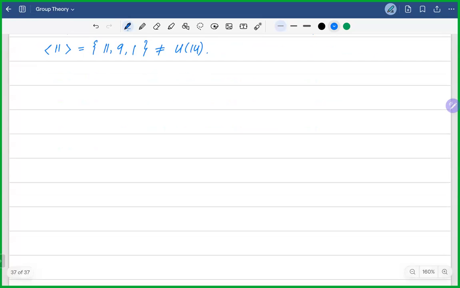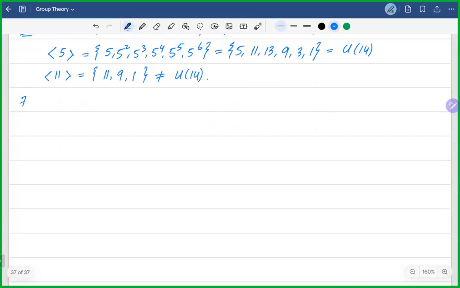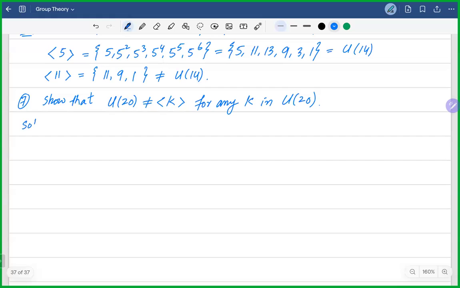One last, number 7, says that show that U of 20 is not generated by any element k, which means U of 20 is not cyclic. So we need to show that.